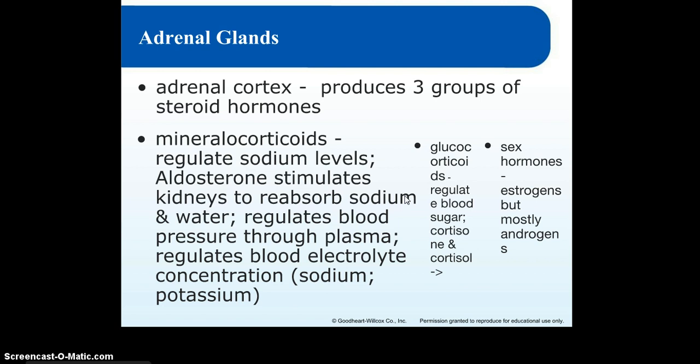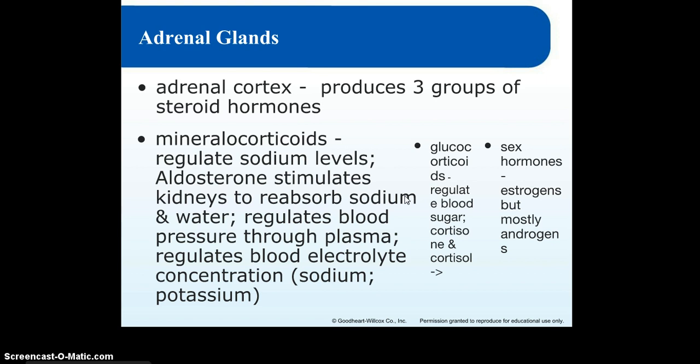Okay, so adrenal cortex produces 3 groups of steroid hormones. Those are our lipid-soluble hormones. And underneath, I just made those 3 columns. Okay, so the mineralocorticoids, these are the ones that control your water and salt balance. Aldosterone is the most potent and most common of those. And they control the sodium ion balance in your body.